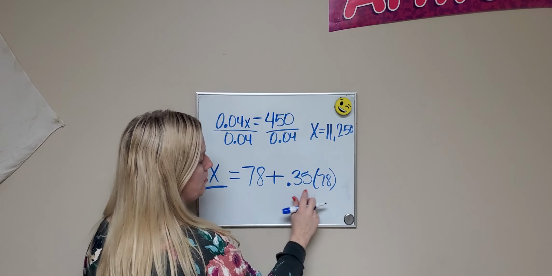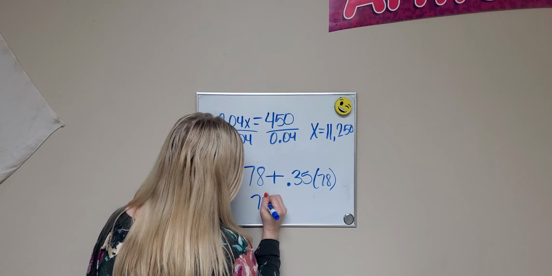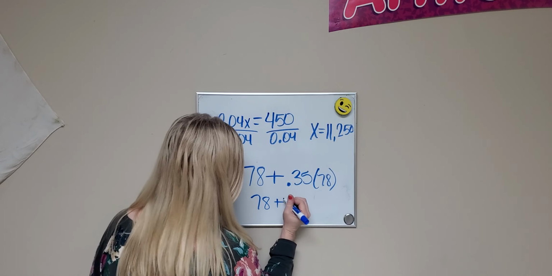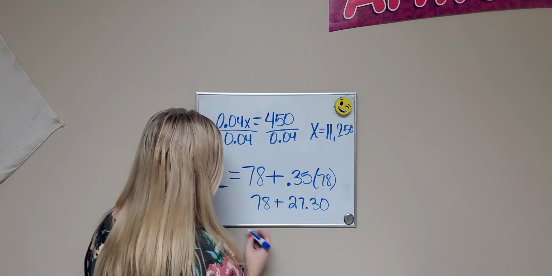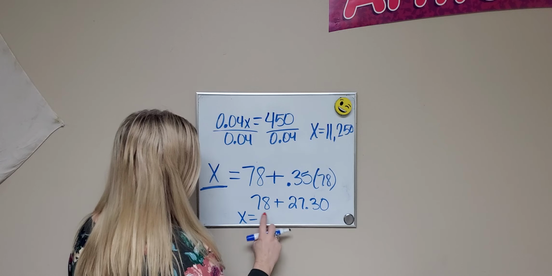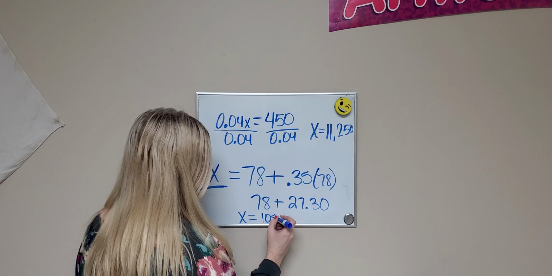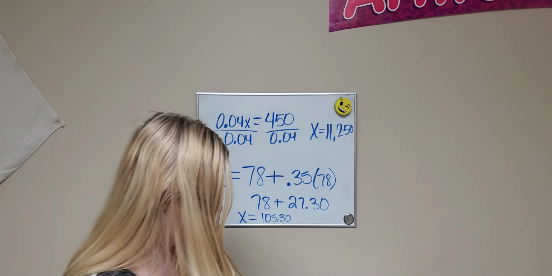Okay, so 0.35 times 78 is 27.30. So then X is going to equal 78 plus 27.30, 105.30. It's not too hard, not too difficult.